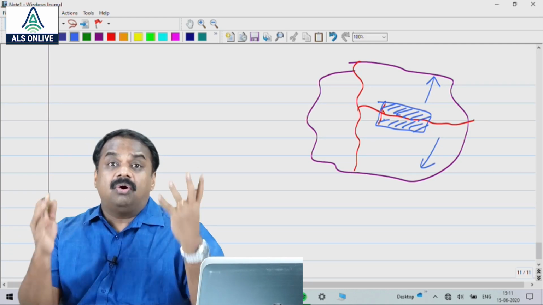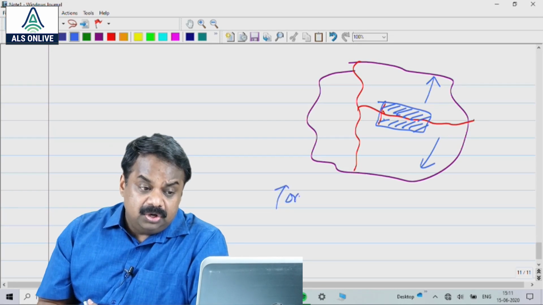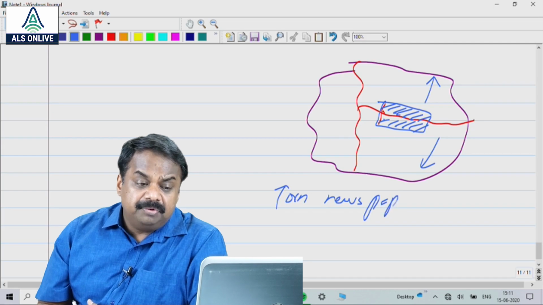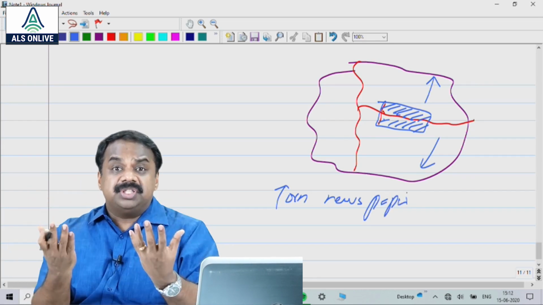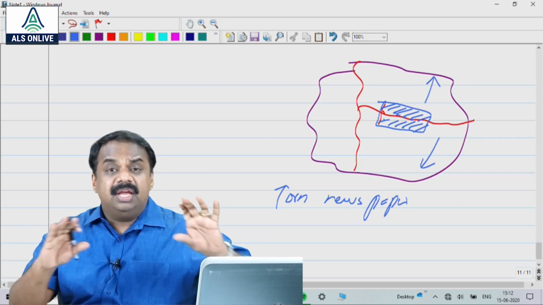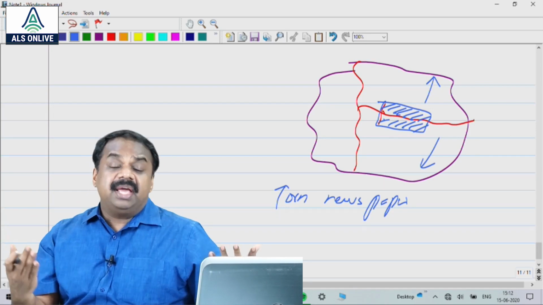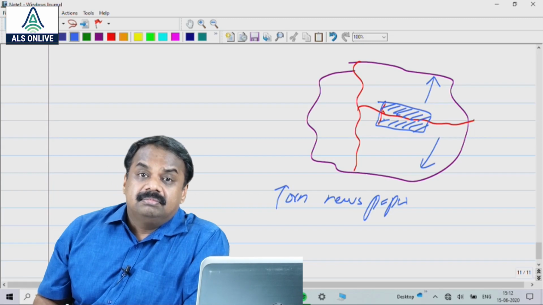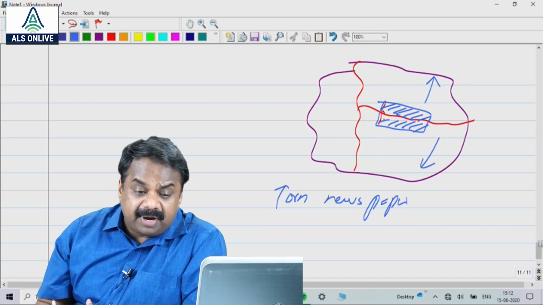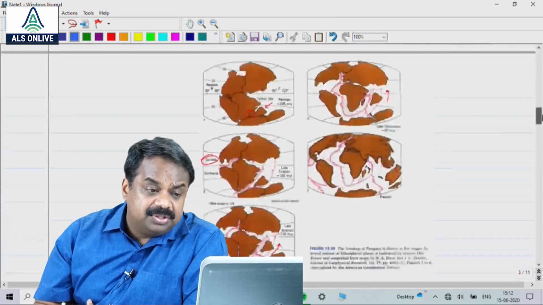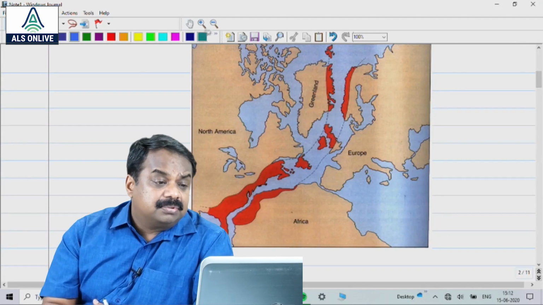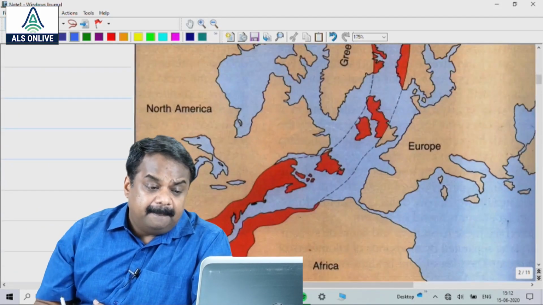It's something like a torn newspaper. If you try to rearrange it, or a picture puzzle, if you rearrange it, and if it gives some sense, or if there is continuity, then we can say we arranged it properly. The same way, if the rocks are coming at the same place, see, in fact, he gave evidence. So you just see this. He gave evidence for the rock types in North America and Africa.